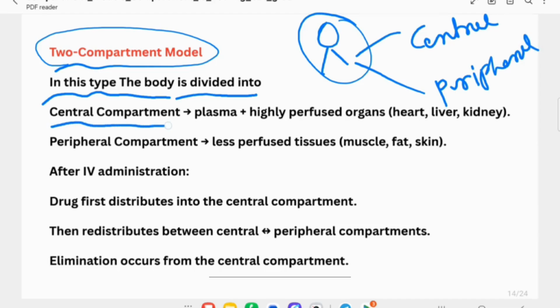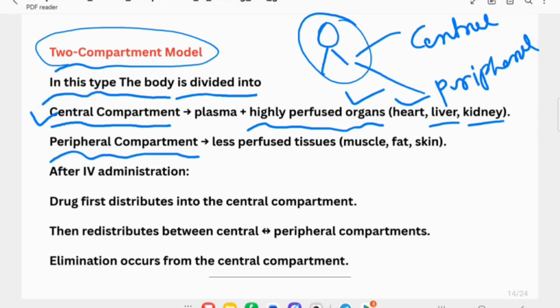In the central compartment, the highly perfused organs are included, like heart, liver and kidney. These are the vital, highly perfused organs considered in the central compartment. The other is the peripheral compartment, which is less perfused, and here we consider muscle tissue, fat and skin. So this is about the central and peripheral compartments.